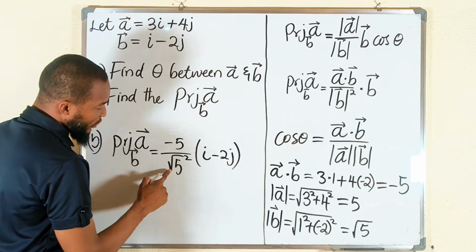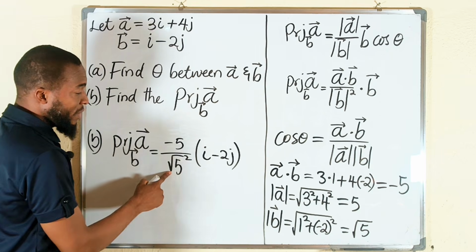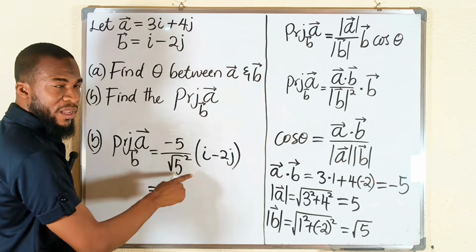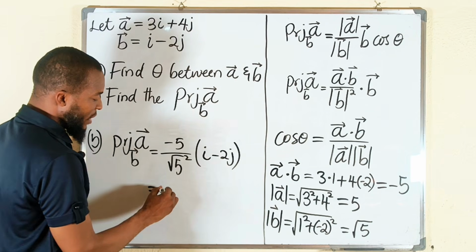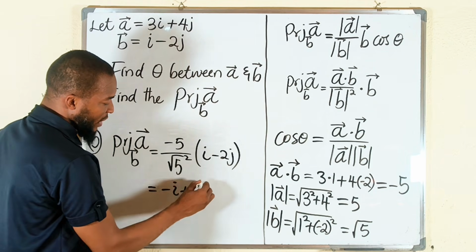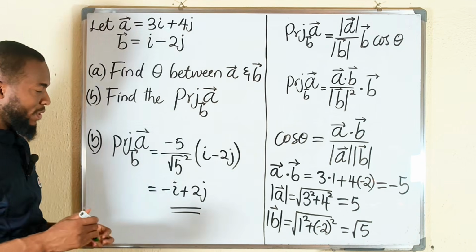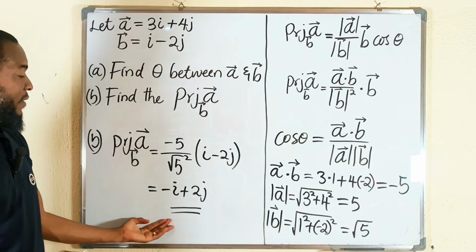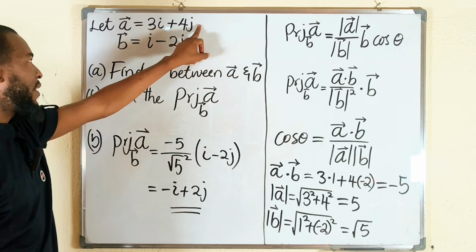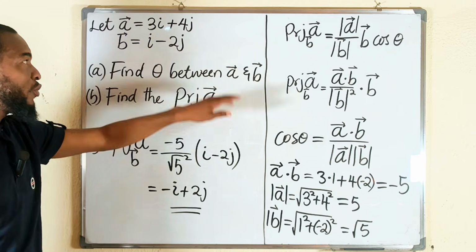So this is going to give us 5. Negative 5 divided by 5 is negative 1. So just use that negative 1 and multiply the vector. This is negative i plus 2j. All right, this is the solution. This is the projection of this over this onto this.